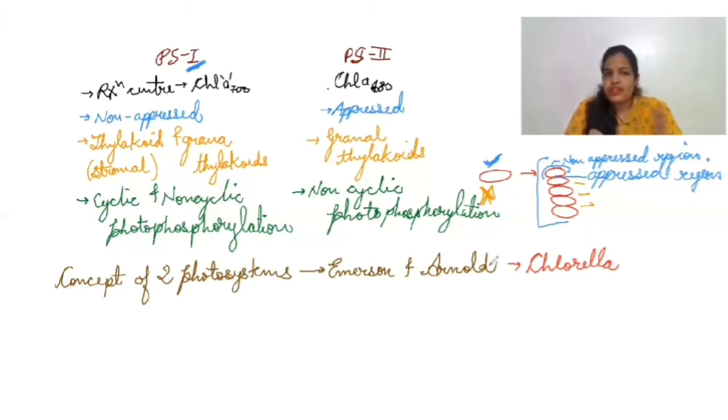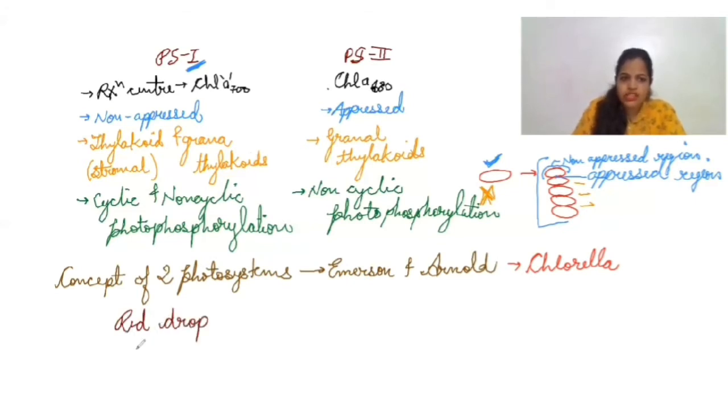Now, what is the concept here? The concept is that PS1 is used in both the photophosphorylations, PS2 is used in only non-cyclic photophosphorylation. But Emerson did more work on this, and we get to study two more points regarding this complete process. One is red drop, and another one is Emerson effect.